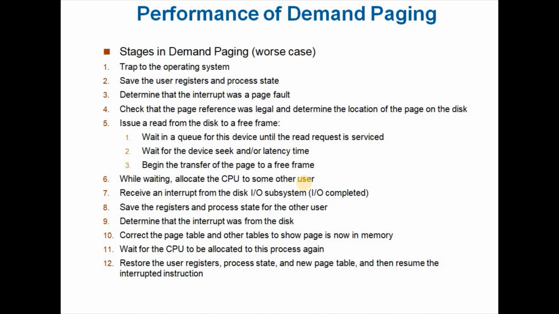Correct the page table and other tables. We already discussed this: whenever a new page is loaded into a free frame in physical memory, we need to make an entry in the page table, so we update the corresponding page table. Then wait for the CPU to be allocated to this process again, because we were in the waiting queue and completed the IO. We are now in the ready queue, but the CPU is already allocated to some other process. Restore the user registers, process state and the new page table, and then resume the interrupted instruction. After getting the CPU, it will start its execution.